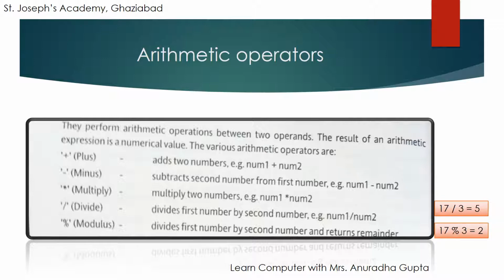Just have a look at the example. If we divide 17 by 3, then we get 5. Divide sign always returns the quotient. Let's move to the next. Next is modulus. Modulus also divides the first number by the second number, but it returns the remainder. Just look at the example, 17 mod 3. If we divide 17 by 3, we get 2 as the remainder. Modulus sign always returns the remainder.